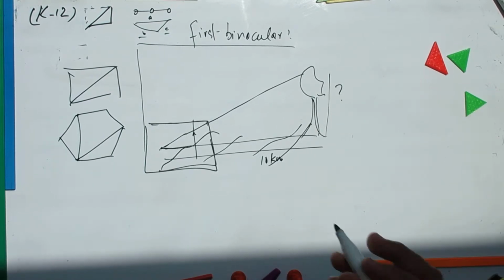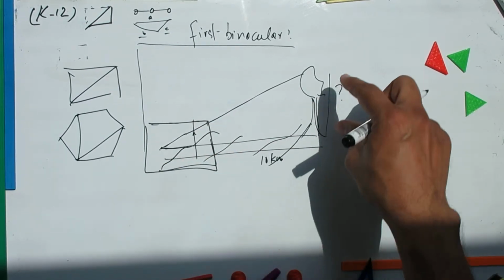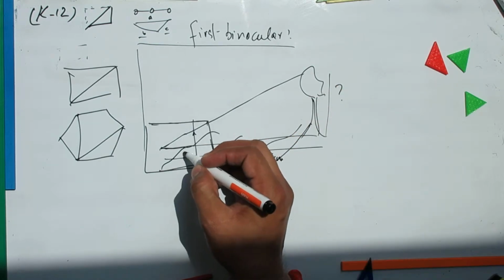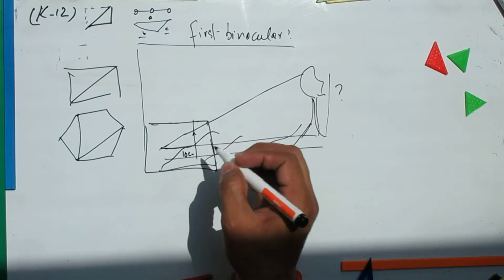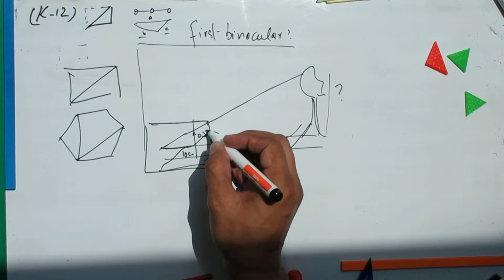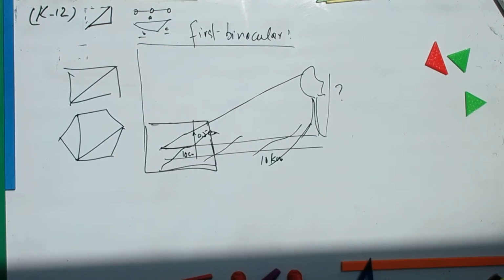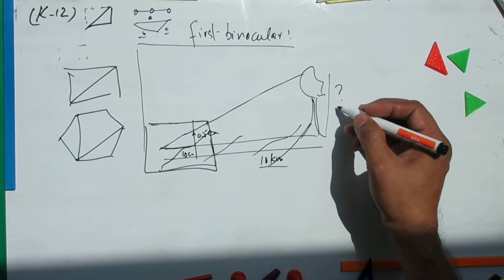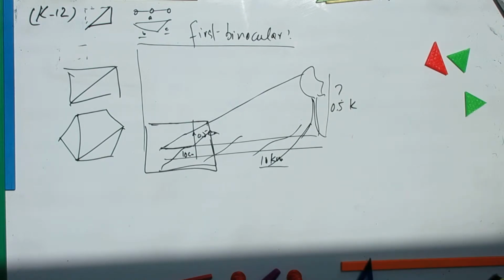I don't know this, but the small triangle is maintaining the same ratio. So I have measured it. Okay, this was 10 centimeters, and this came to 0.5 centimeter, let's say. So if it is 10 kilometers, this will be 0.5 kilometers. So I guessed. That's how probably Thales did it.